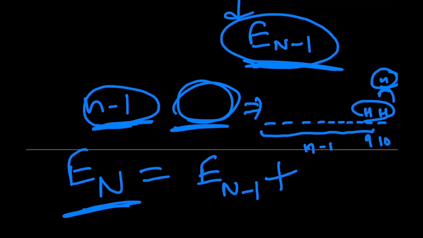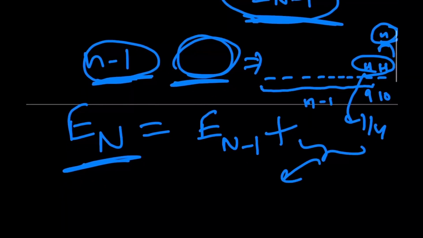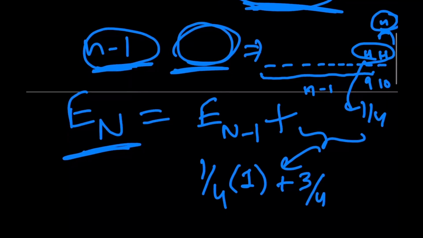And the probability of this happening is 1 by 4. So we could say that, I'm just going to put these values down below. So there's a 1 by 4 probability of adding one more consecutive pair, plus a 3 by 4 probability, since we have to take in all cases.